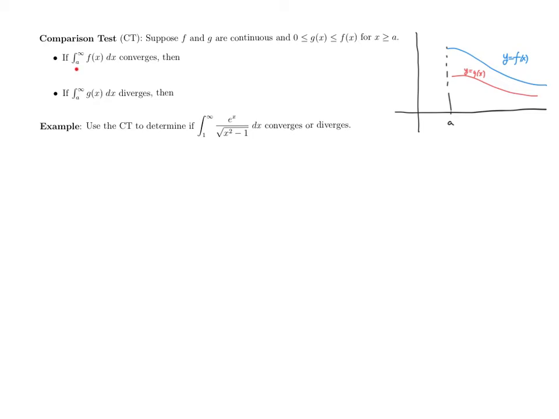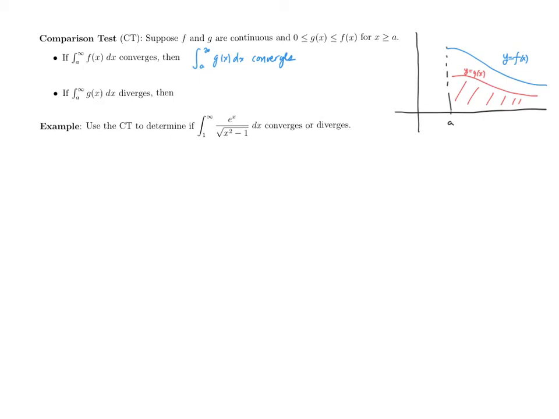If the improper integral from a to infinity of f of x converges, that would tell us that the area under this blue curve is finite. If the area under the blue curve is finite, then the only possibility would be that the area under the red curve is also finite. So if the larger function has an improper integral which converges, so does the smaller function. And just note the intuition. If the bigger thing converges, so does the smaller one.